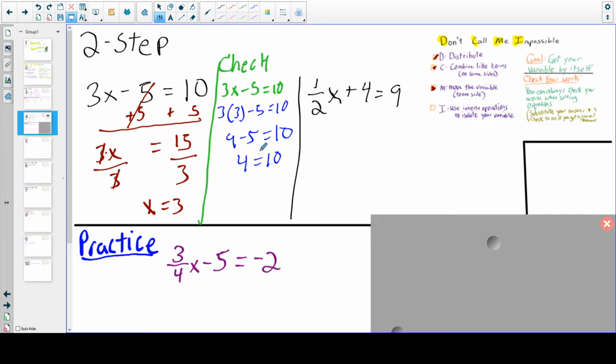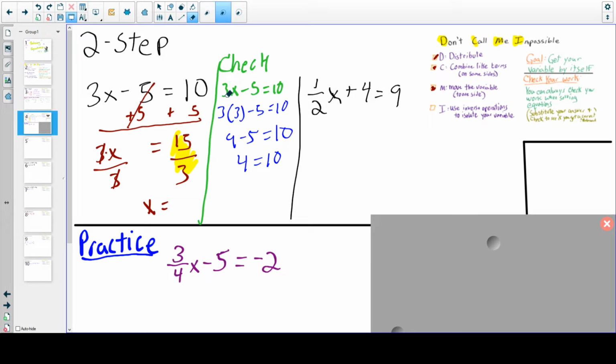Huh, it doesn't. So that means that my answer must be wrong. So let's go back. 3x minus 5 equals 10. Okay, I can add 5 to both sides. That was right. I can divide 3 on both sides. That was right. But what happened is this part right here. What's 15 divided by 3?